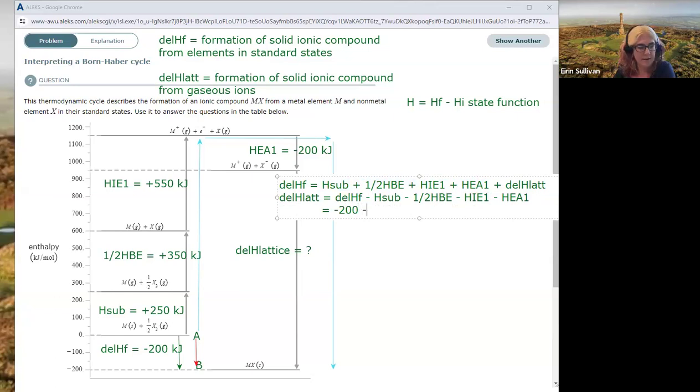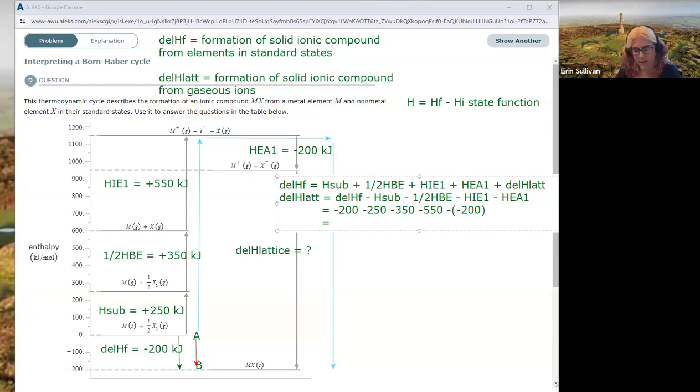Okay, then minus H of sublimation, minus 250. Then half of our bonding energy is minus 350, minus ionization energy 1, it's 550, minus my electron affinity. But be careful, the electron affinity is negative, okay? So don't screw that up. Remember, our enthalpy of formation was negative and our electron affinity is negative, and a minus gives you a plus.